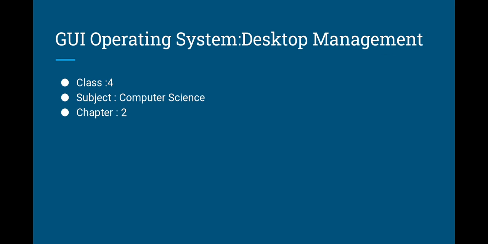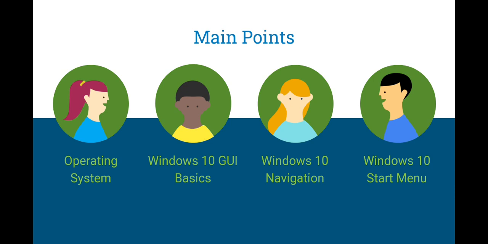In this chapter, the first topic is operating system. What is an operating system? We know that an operating system is a program that acts as an interface between the software and the computer hardware. Operating system provides the interactivity between the computer system and the users, and operating systems provide many functions. We have already studied the functions of operating systems and objectives of operating systems in the previous presentation of chapter 2. Now move on to the next topic, that is Windows 10 GUI basics.